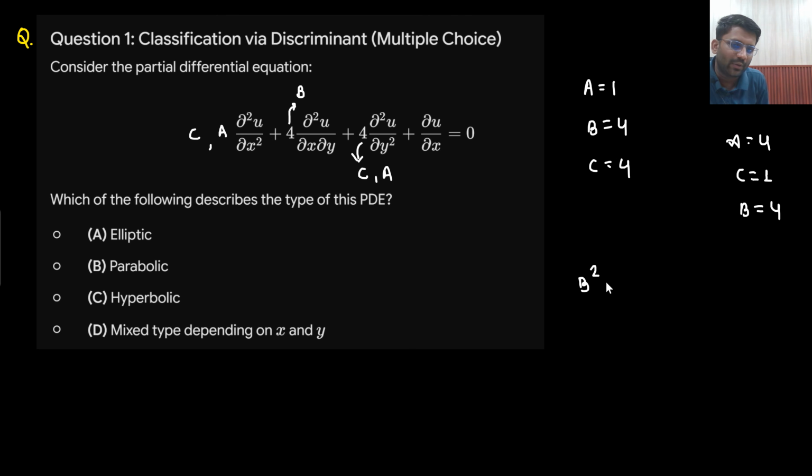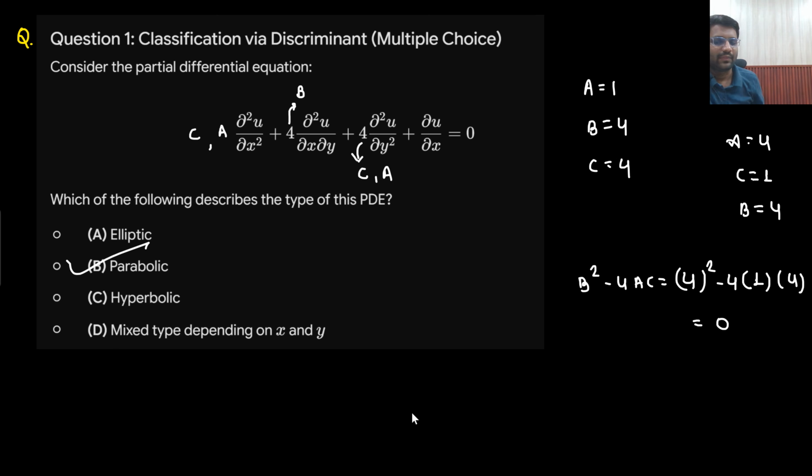What you need to calculate? You need to calculate b square minus 4ac. B square will be 4 square minus 4 into a into c. What you are getting? 16 minus 16, that is 0. That means it is parabolic. Okay. B square minus 4ac, B square is 16 minus 4 into 1. Answer is 0. Option B.